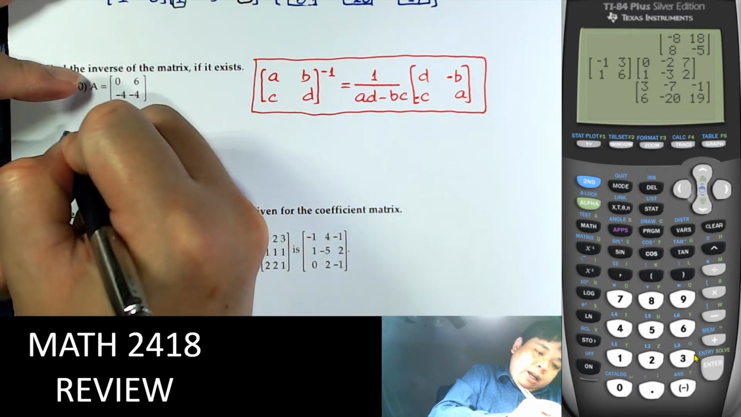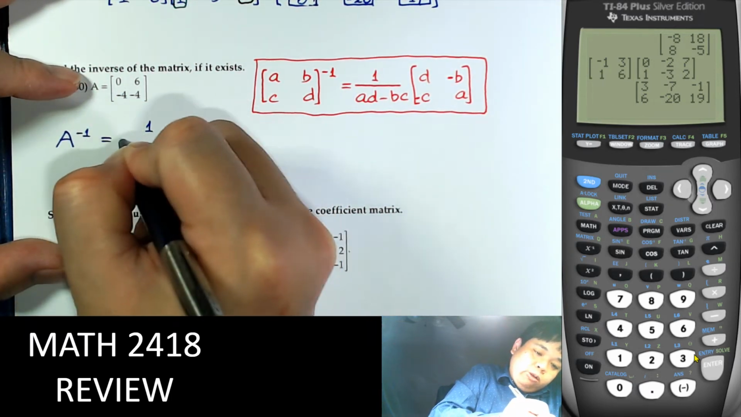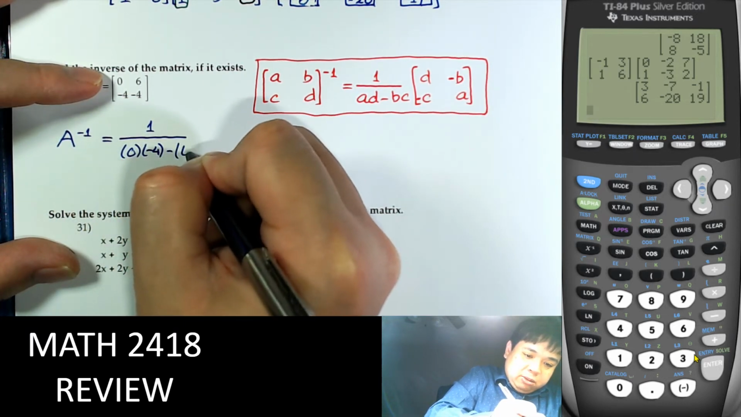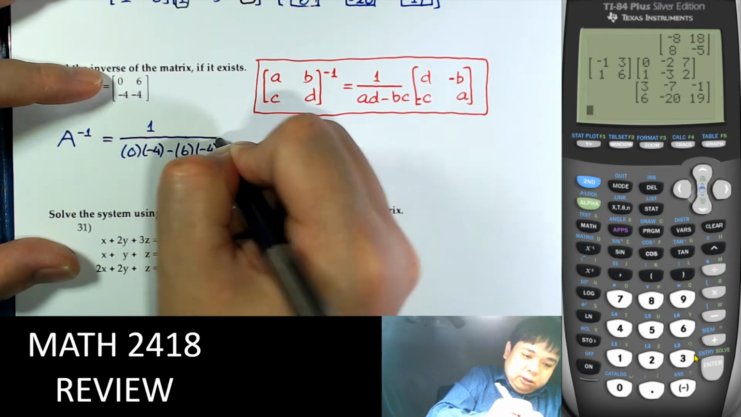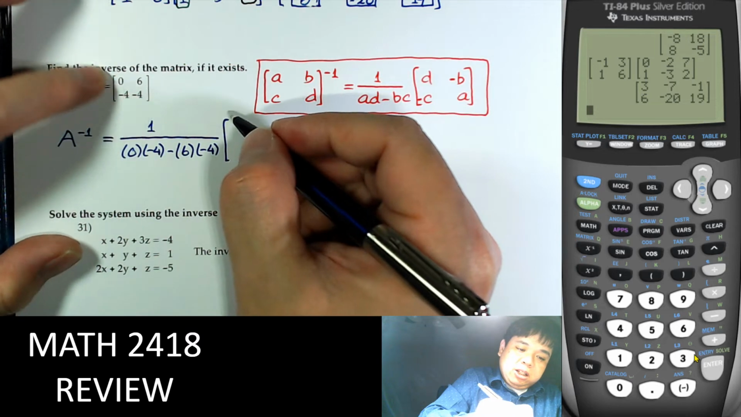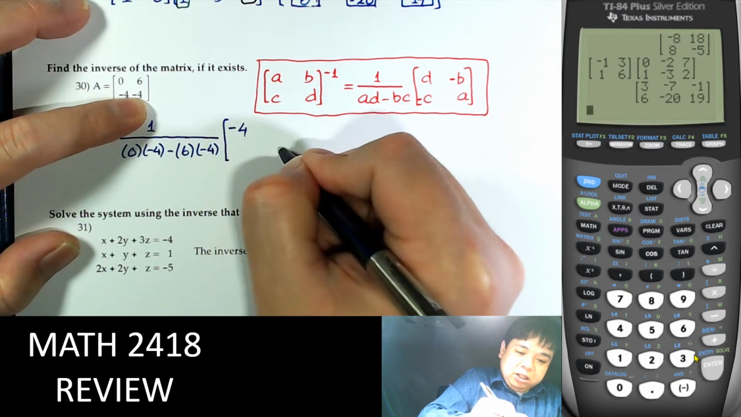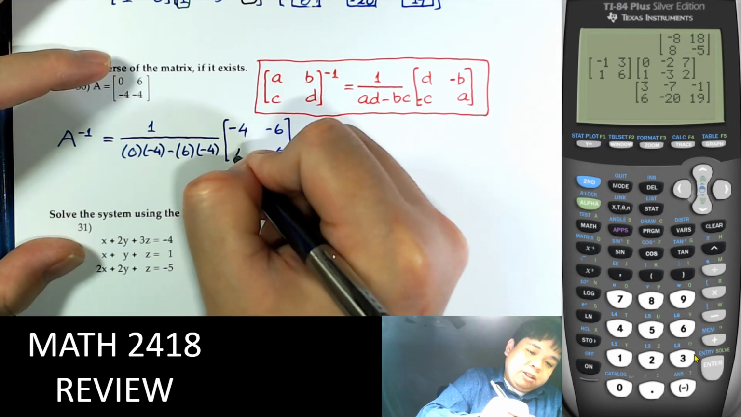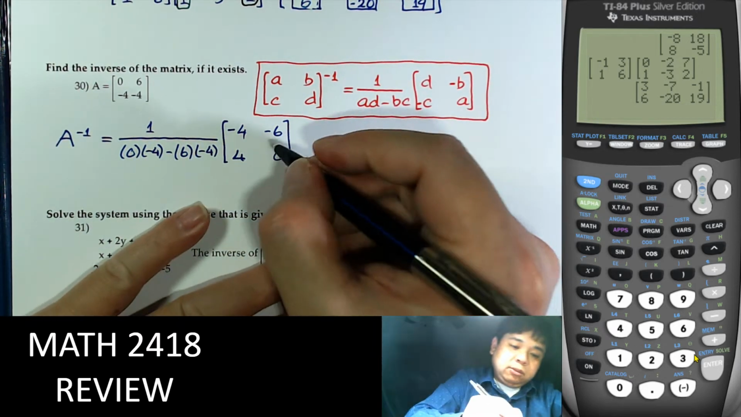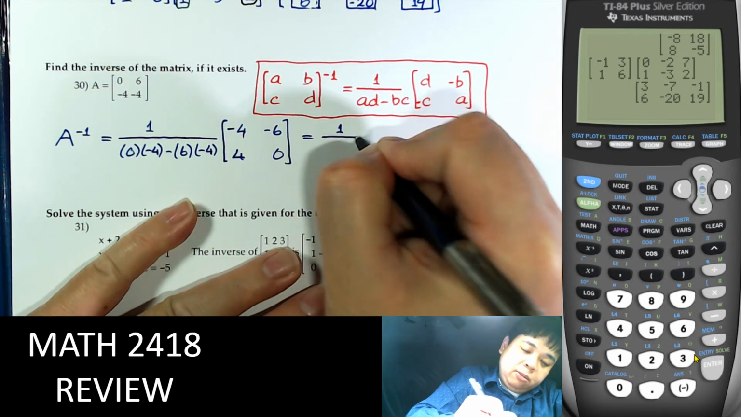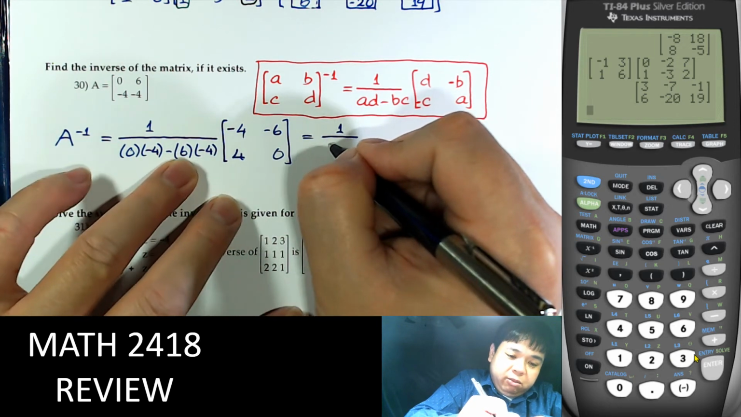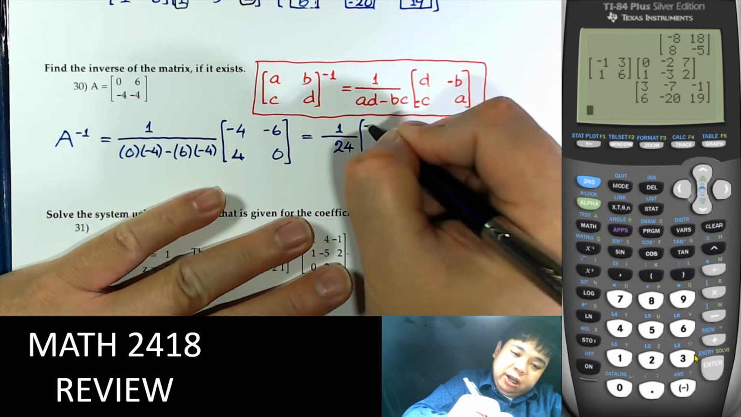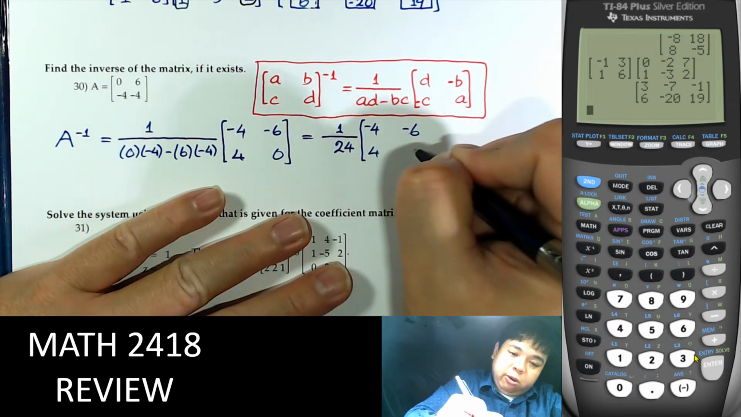So A inverse is equal to 1 over 0 times negative 4 minus 6 times negative 4. And then the matrix, the diagonal entries swap places. The other entries negate or change the sign. Right. So that's 0 minus negative 24, that will be 24. And then negative 4, negative 6, 4 and 0.